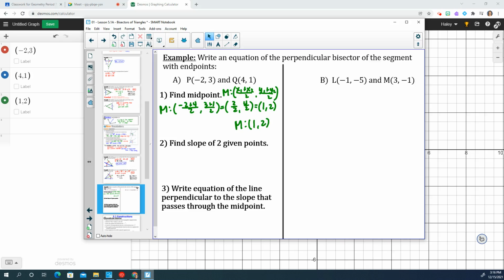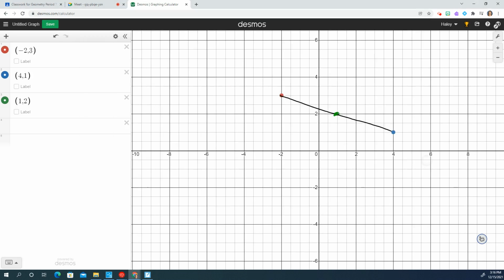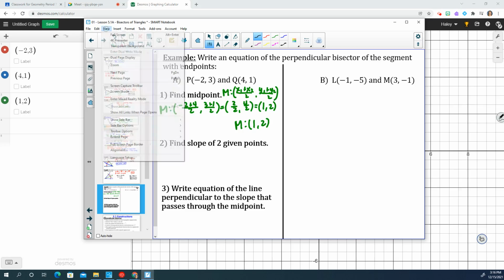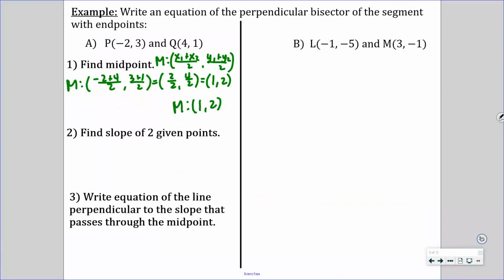Okay. The next thing we're going to do. Now, you might think we have to find the equation of this line. We actually don't. All we need to do is find the slope of this line. And since we know these lines are perpendicular, then we can figure out the slope of the perpendicular line. All right, so that's the next step. It says find the slope of the two given points. So here's your slope formula. Change in y over change in x. So you get 3 minus 1 over negative 2 minus 4.